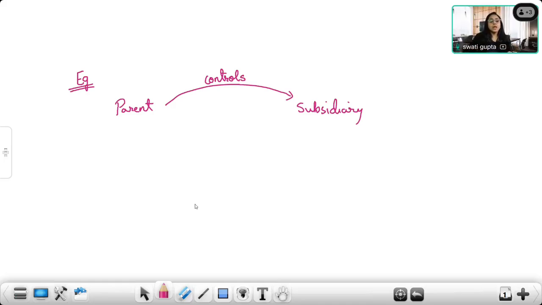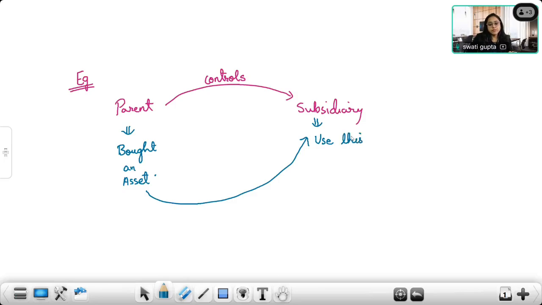It's fine. So if the parent has a right to control the subsidiary, if the parent is taking all the decisions regarding the subsidiary, then we'll say the parent has acquired the subsidiary, the parent has control over the subsidiary. For example, the parent has bought an asset. An example, the parent has given this asset to the subsidiary and said that, okay, subsidiary, you can use this asset. It has given the subsidiary a right to use this asset.